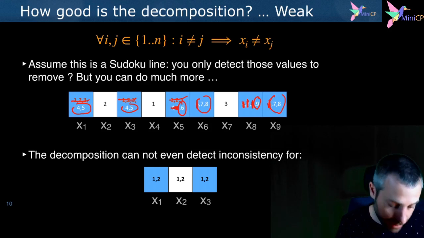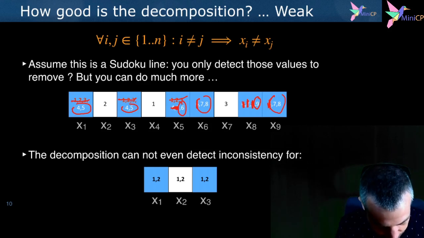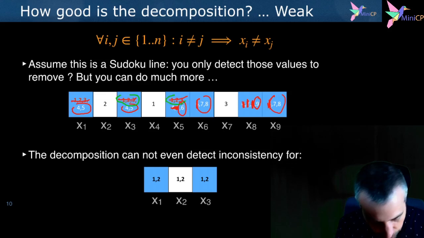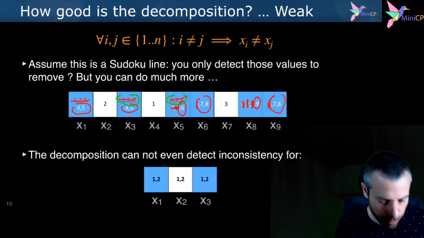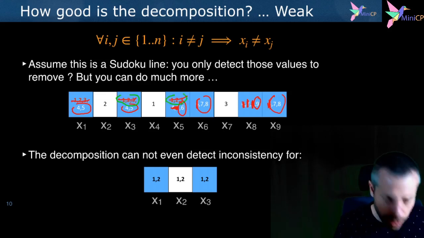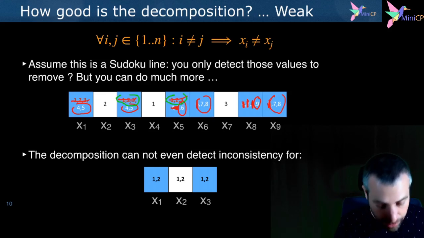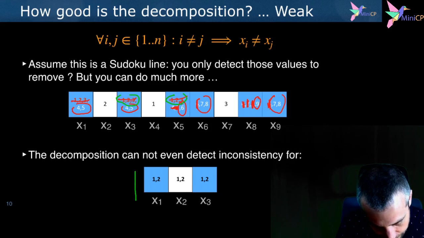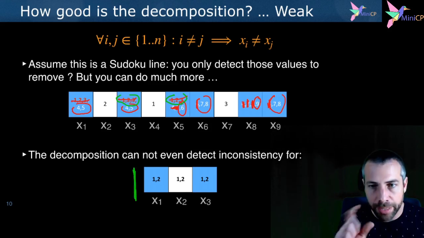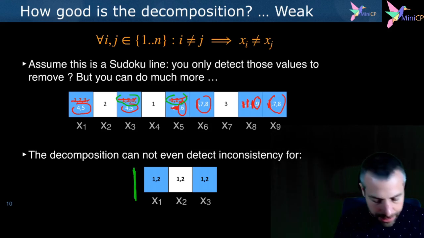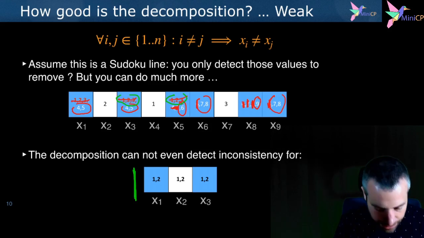And since we were able to remove these three values from the variables, beyond what the forward checking filtering algorithm does, you know that this decomposition is not achieving domain consistency. And even for small examples such as this one, the binary decomposition or the forward checking is not able to see that this is inconsistent.